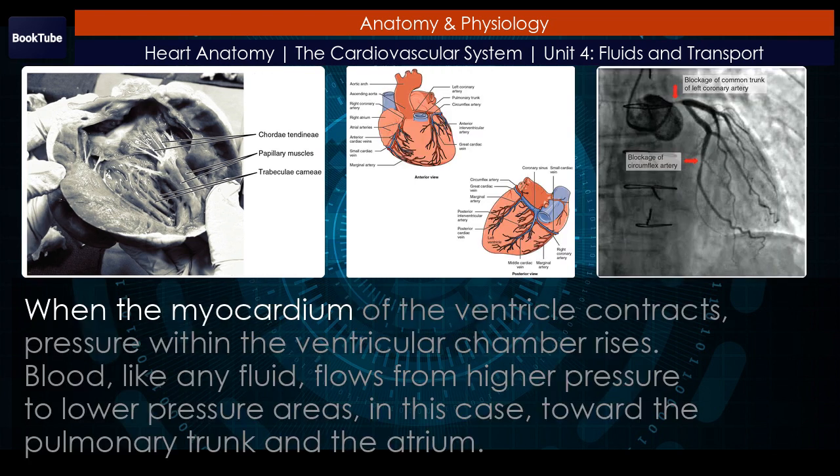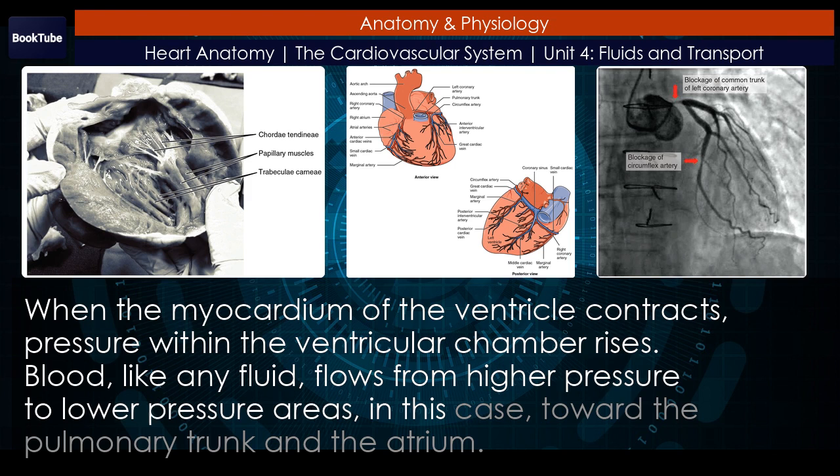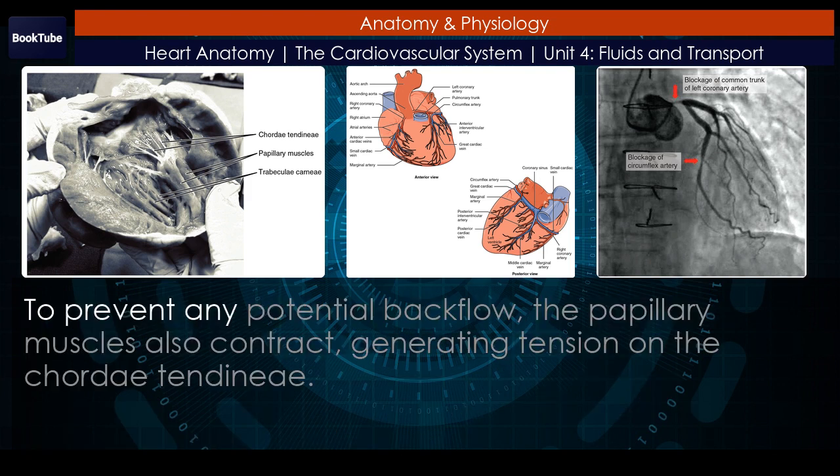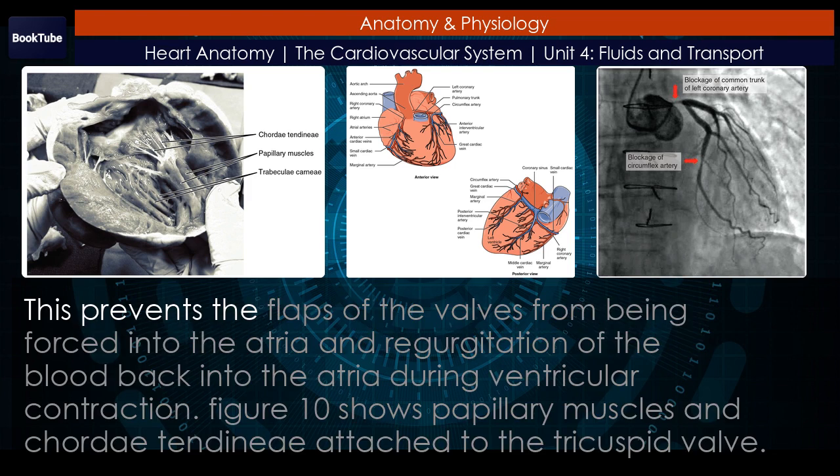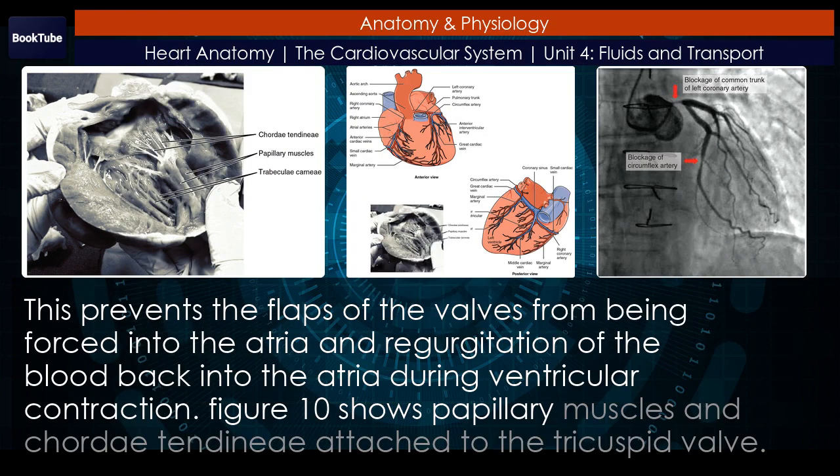When the myocardium of the ventricle contracts, pressure within the ventricular chamber rises. Blood, like any fluid, flows from higher pressure to lower pressure areas, in this case toward the pulmonary trunk and the atrium. To prevent any potential backflow, the papillary muscles also contract, generating tension on the chordae tendineae. This prevents the flaps of the valves from being forced into the atria and regurgitation of the blood back into the atria during ventricular contraction. Figure 10 shows papillary muscles and chordae tendineae attached to the tricuspid valve.